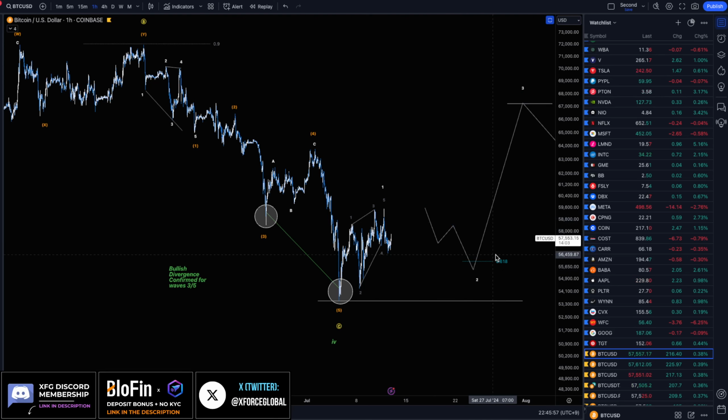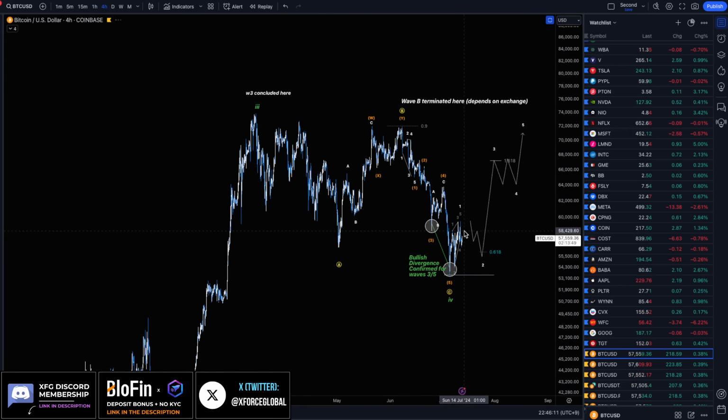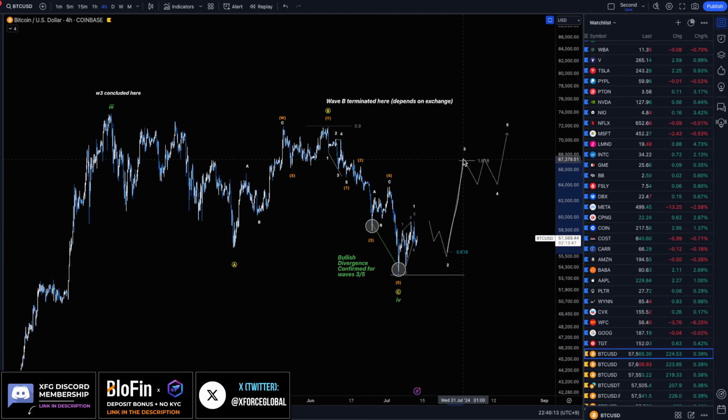B, C, we should see at least a retrace into the 0.618 or the 0.382, maybe into the 50%, which is not a golden Fibonacci zone. But we'll see how this micro time frame plays out. What's most important going forward is, are we going to be creating a wave 3 after this?